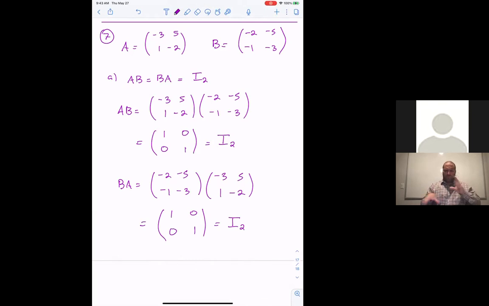Now, you might be looking at these two matrices A and B and saying, well, a lot of those numbers are very similar: 3, 5, 1, 2, different arrangements, negatives, positives. There is certainly a connection between them, and we are going to get more into that later. There's no question about it.